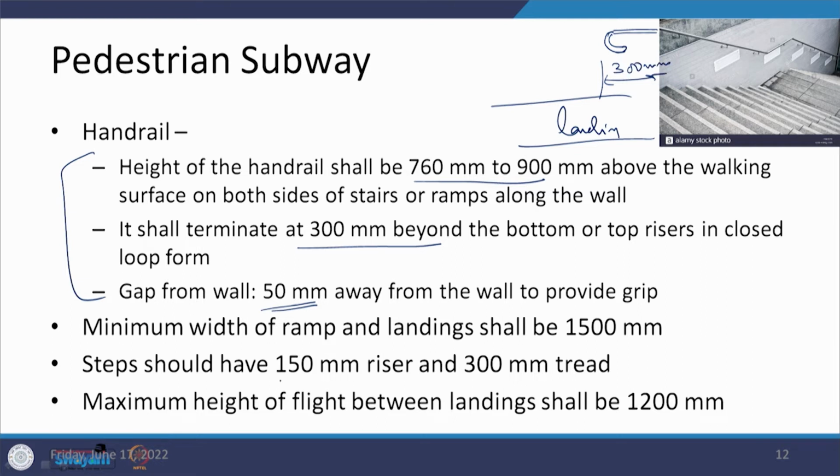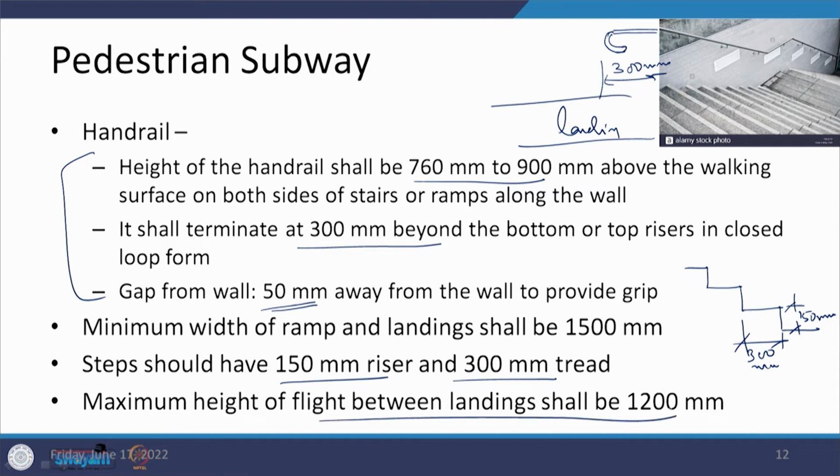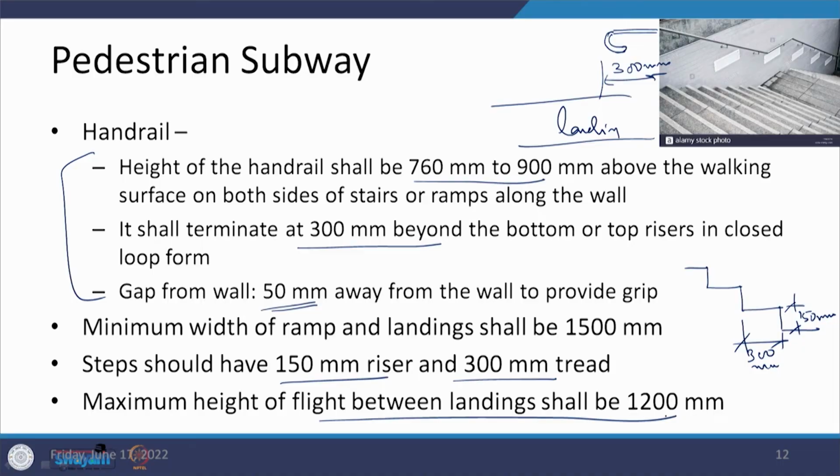Now, steps should have a 150 mm riser and a 300 mm tread. That means we are talking here in this form. So, these are the steps. This is 300 mm, whereas this one is 150 mm. So, these are going to be considered. The maximum height of the flight between the landings shall be 1200 mm. We talked previously that if we can provide a landing at every 750 mm height, it is easier for the users, but the maximum value is defined as 1200 mm.